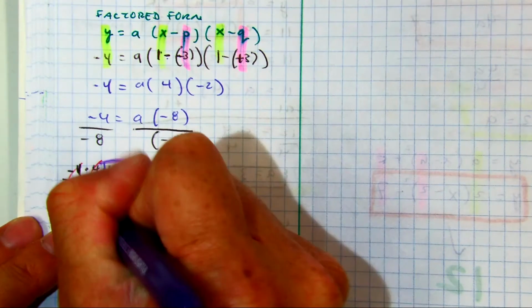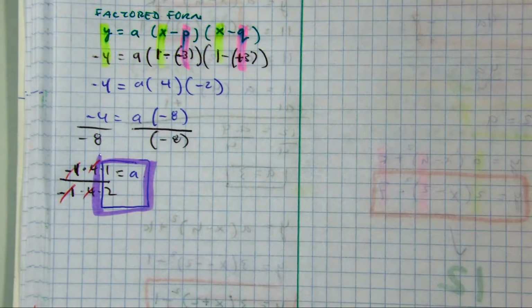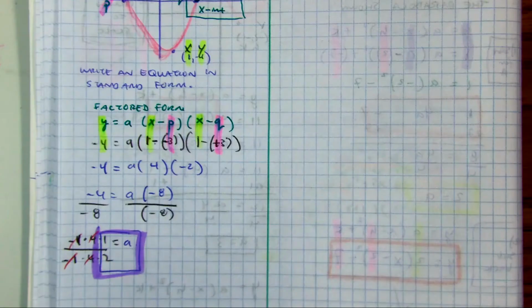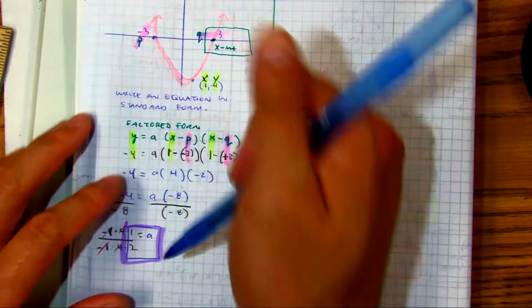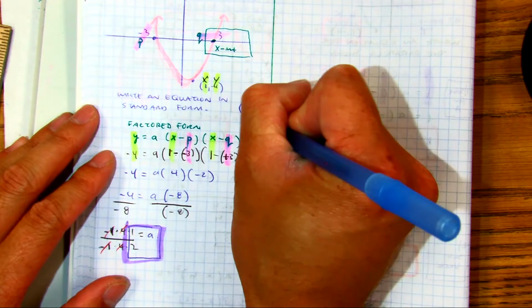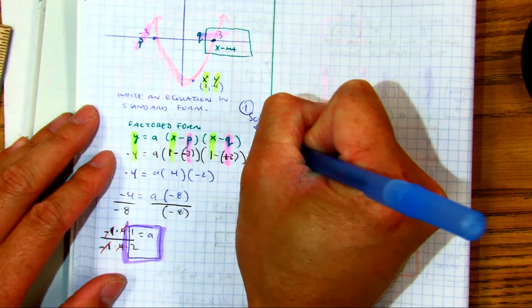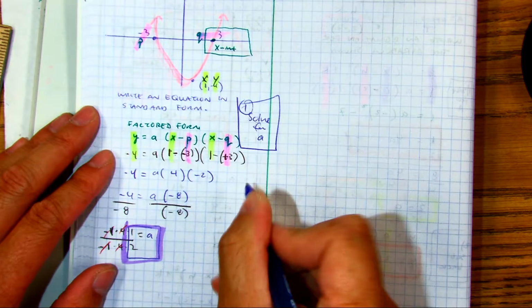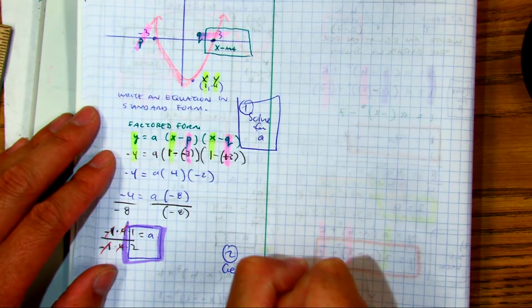If you weren't here on Friday, just get all your information. And then basically you're just solving for A. So the first step is solve for A. And then number 2, get an equation.